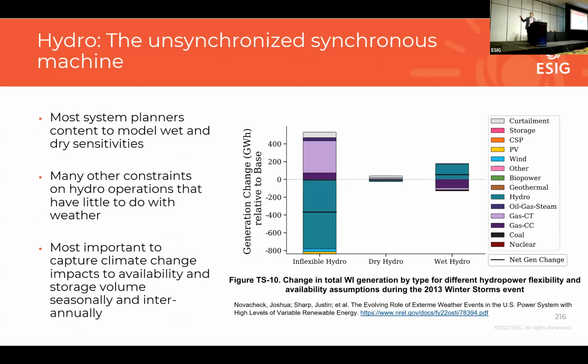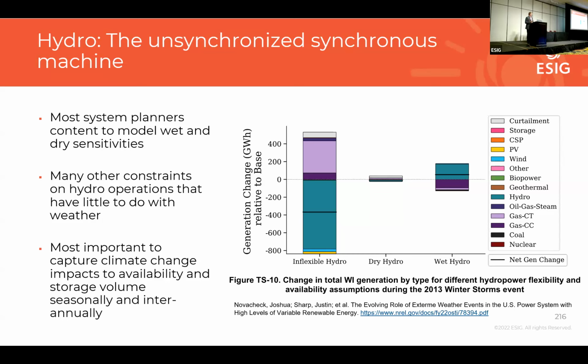And that's demonstrated by the plot that I have here from a report that Justin and I put out back when I was at NREL, looking at a particular extreme weather event and the impact on what generation you dispatch during that event under some different hydro sensitivities. And by far, the largest impact to how you dispatch the system during this particular winter storm, in the Western Interconnection, was whether your hydro generation was flexible or not.